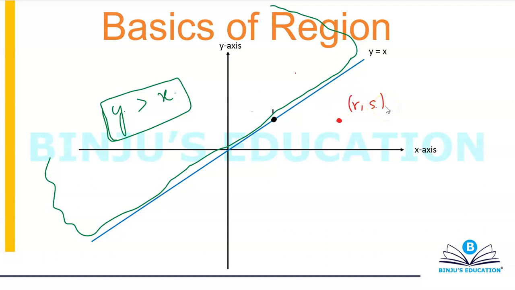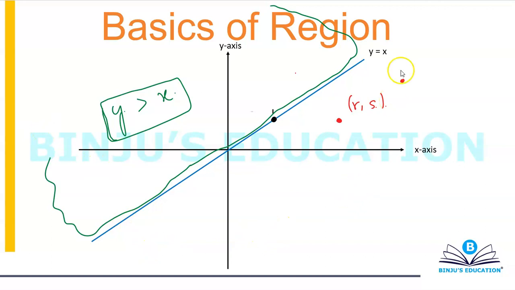Again, the same question: whether r is greater than s, less than s, or equal to s. Only one thing is sure, that this point lies below the line. It can lie anywhere below the line. Here it can lie, here, here, anywhere. But one thing is sure, that this point lies below the line y is equal to x.